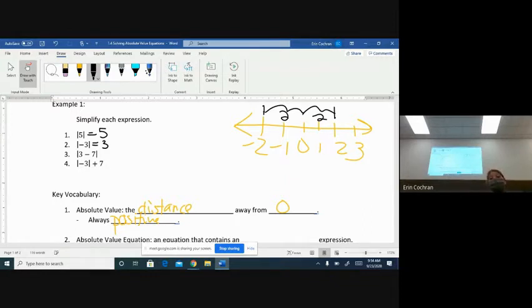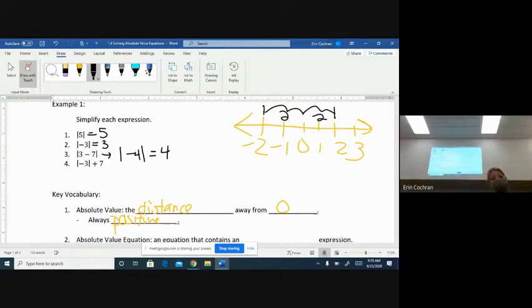Now, in number 3, it's different because we have a problem inside the absolute value. So we have to do that problem first. So 3 minus 7 is? -4. And then the absolute value of -4 is 4. So yes, the answer is 4, but we had to do the problem first, okay?